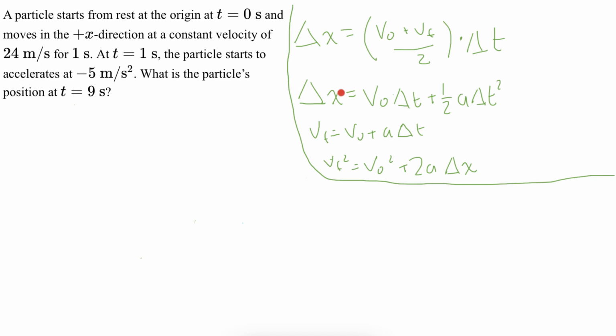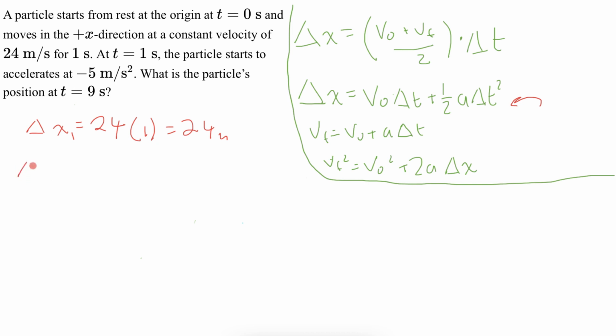So to find that out, we simply just need to use this equation and then plug everything into this one. So for the first part, when it's not accelerating, the change in x is simply equal to the initial velocity times the time interval, since we do not have an acceleration. So it's just the initial velocity of 24 meters per second, and then times the time interval, which is 1 second, and then you get 24 meters. So that's the first part.